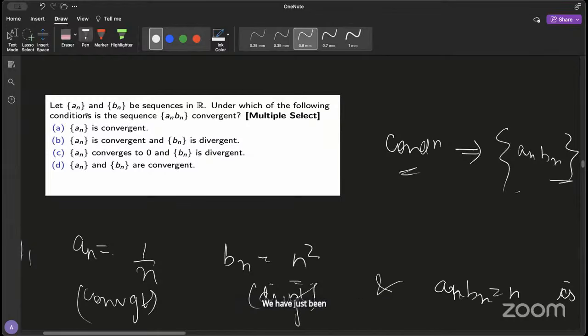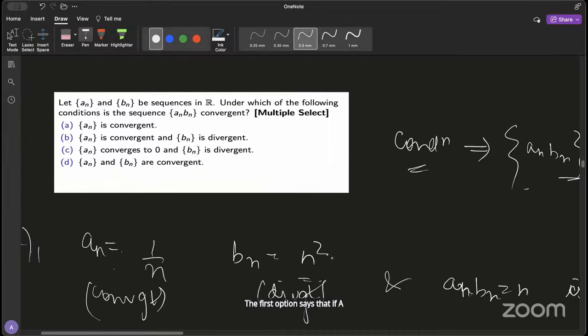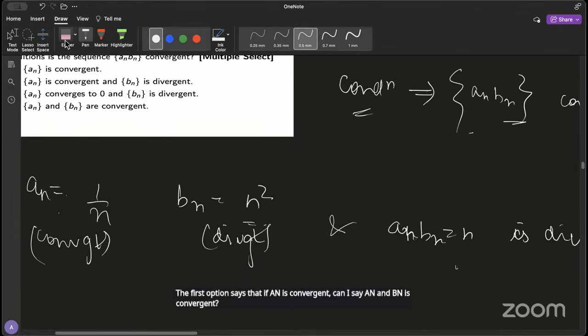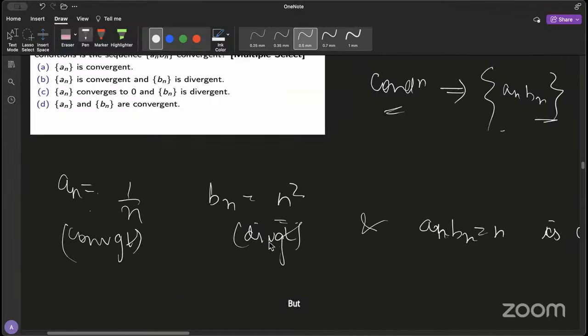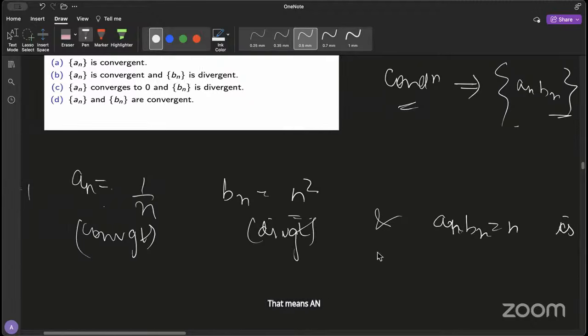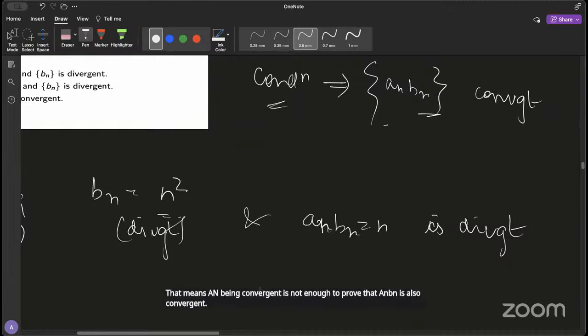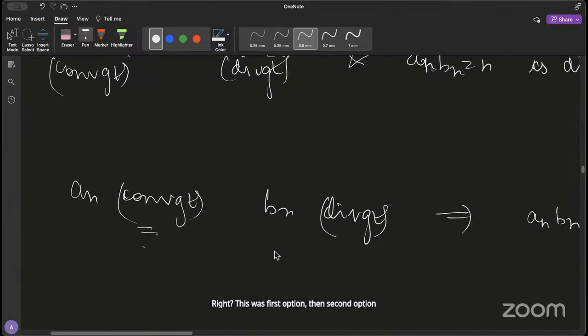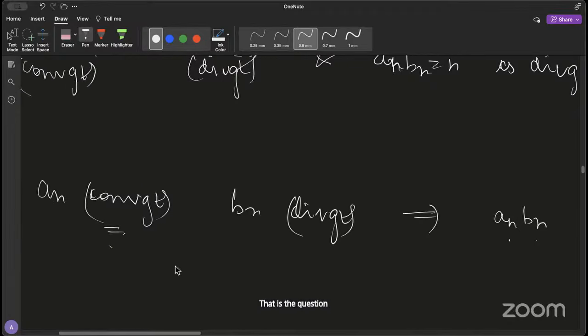We have just been given two sequences, An and Bn. The first option says that if An is convergent, can I say An Bn is convergent? Then we have found a counter example for this where An was convergent, but Bn was such that An Bn is not coming out to be convergent. That means An being convergent is not enough to prove that An Bn is also convergent, right? This was the first option. Then the second option says that if An is convergent and Bn is divergent, can I for sure say that An Bn has to be divergent? That is the question. And the answer is no.